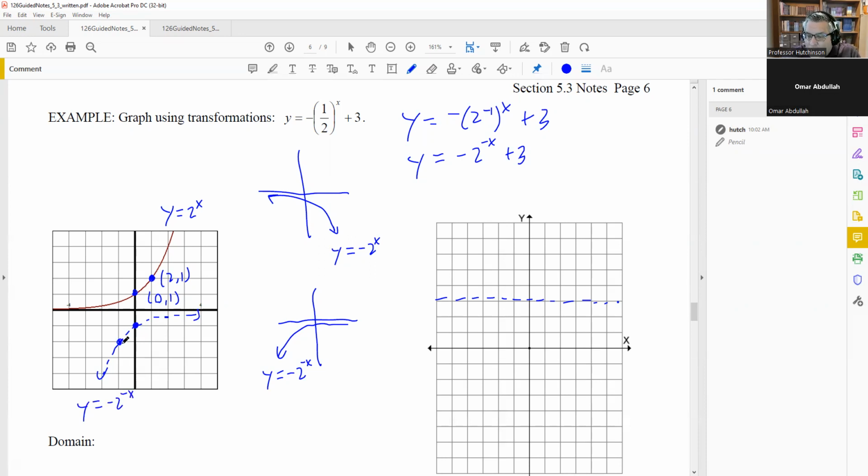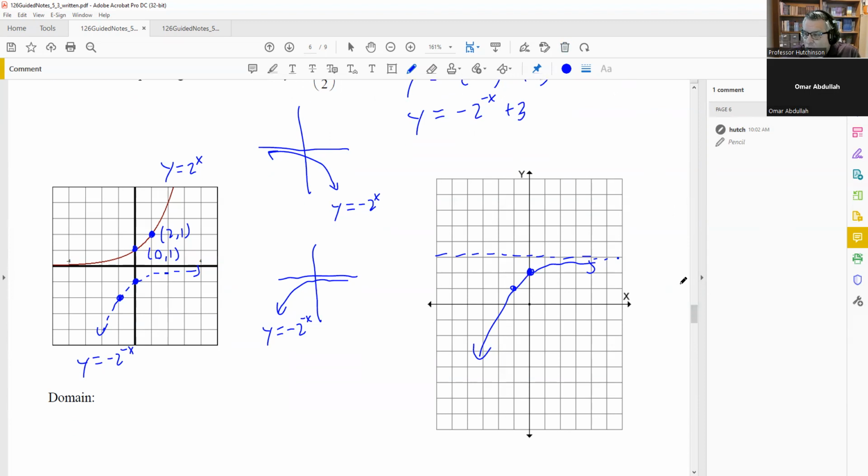So now I have my exact points that I'm going to use. Now I just need to take this dotted line graph and raise it up by 3. So this point's going to move up 1, 2, 3, so it's going to be at (0, 2). This other one, if I move it up 3, is going to be at (-1, 1). Then I can just draw the graph in like this. Okay, so that's what the overall graph is going to look like. Again, this graph ended up having two flips: a negative out front and a negative in the exponent position.